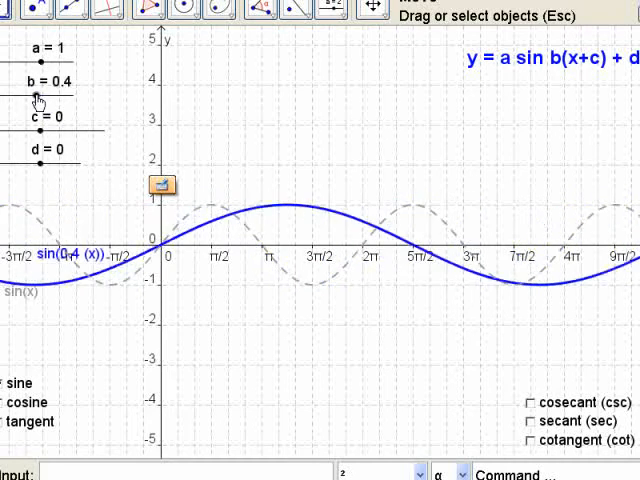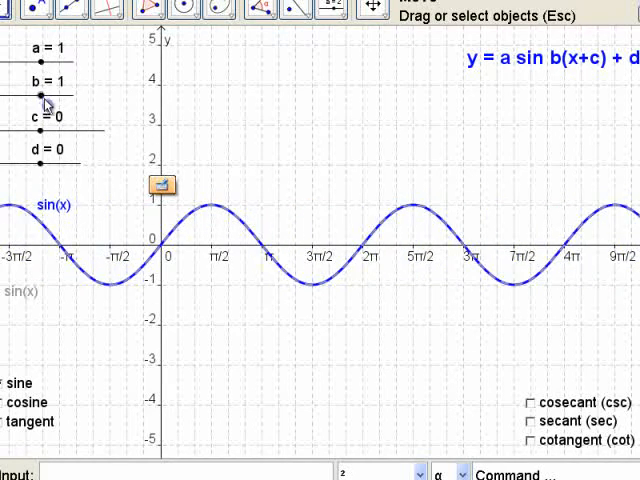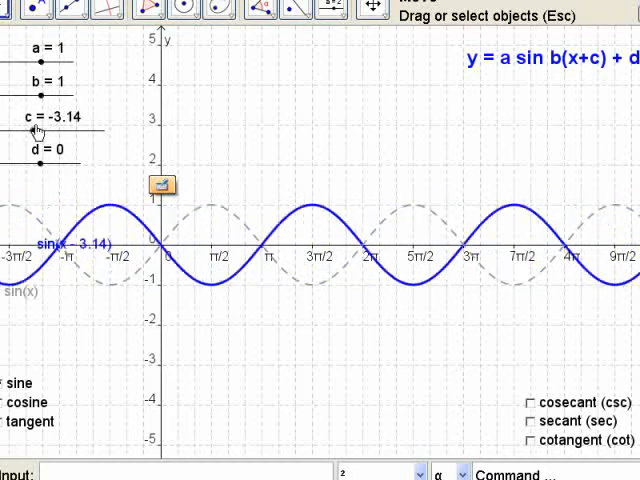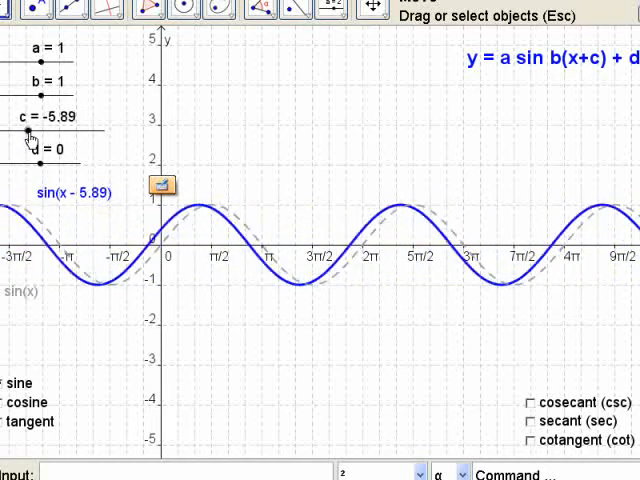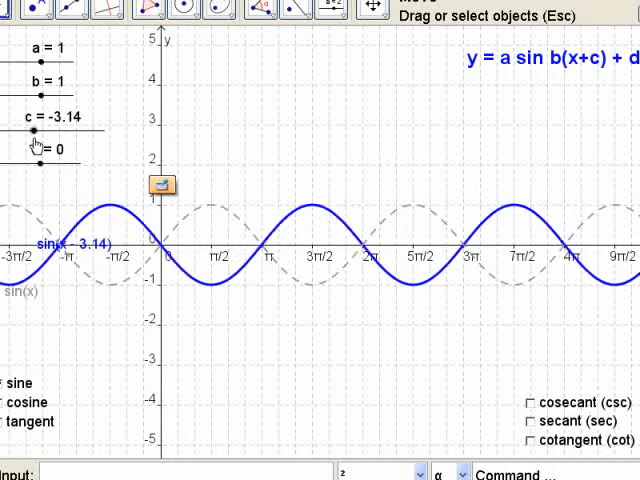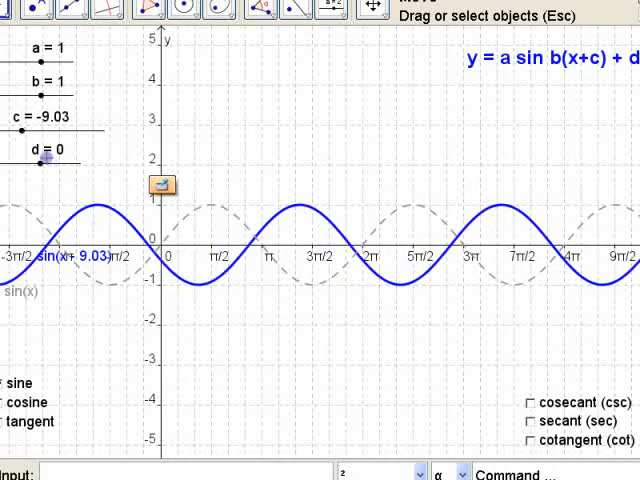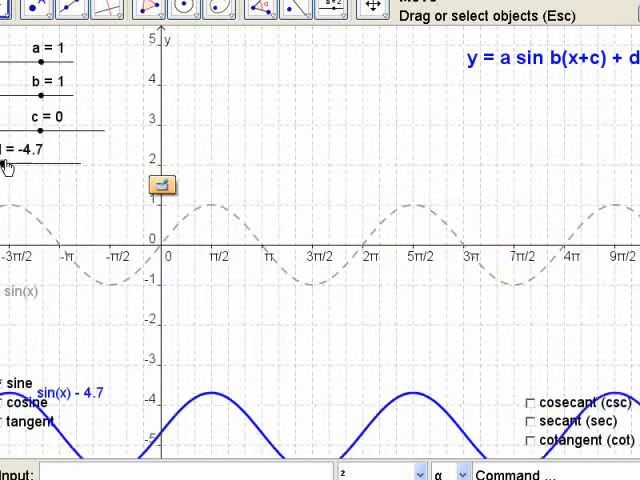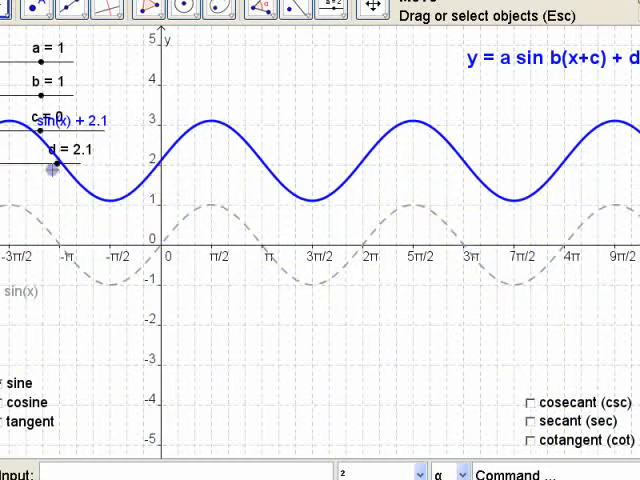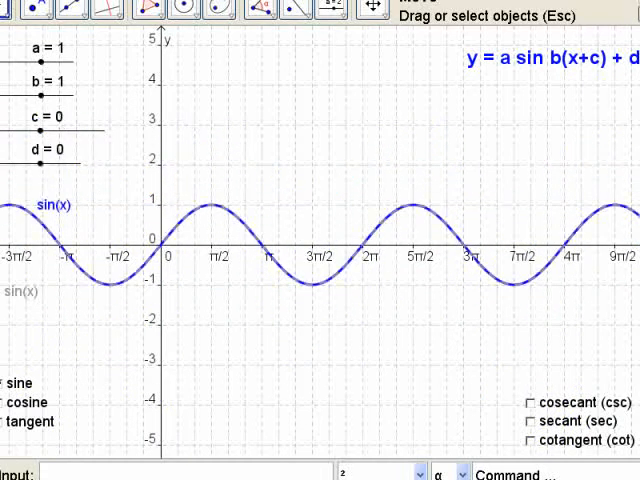The other two are going to be translations. Okay, this C value moves it horizontally, horizontal translation. Okay, that's called the phase shift. Shifting the phase, starting in a different place. And the last one here is vertical displacement, displacing the thing vertically. Okay, starting higher or lower. So the first tutorial looked at all of those except for B, except for the period change.